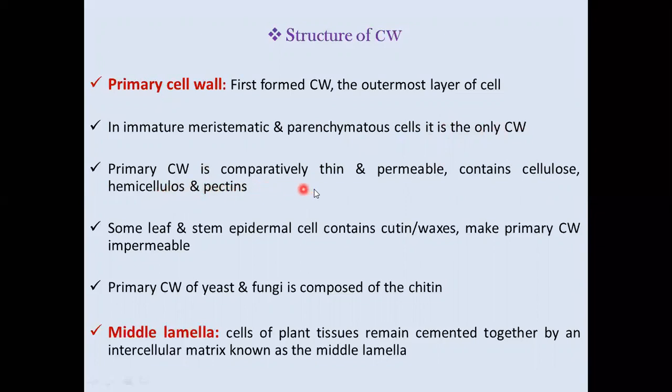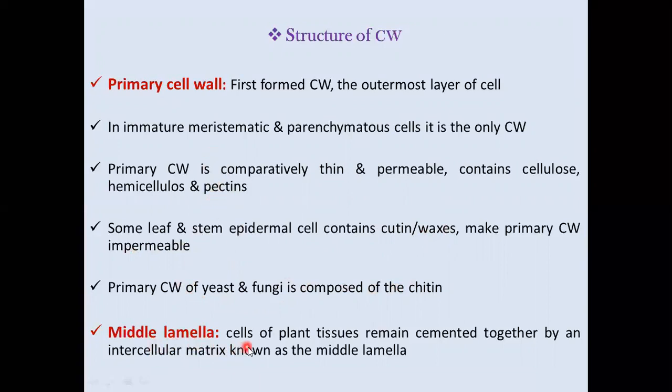The primary cell wall is comparatively thin, permeable, and contains cellulose, hemicellulose, and pectins. Some leaf and stem epidermal cells contain cutin and waxes, which make the primary cell wall impermeable. So waxes and cutins are fatty compounds, fatty acid-like compounds, which make the primary cell wall impermeable. The primary cell wall of yeast and fungi is composed of chitin, which is a type of polysaccharide.